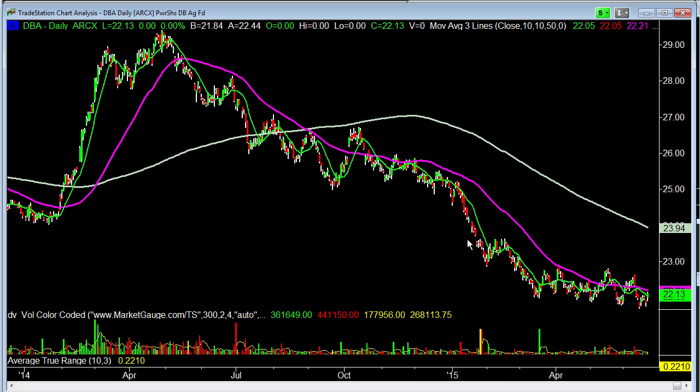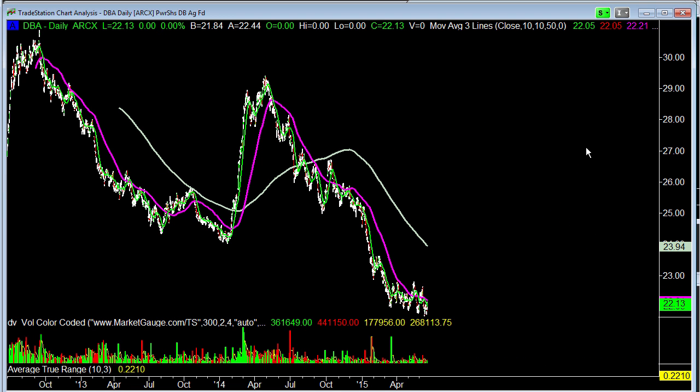So you can see from the big picture here, this is really the best looking base this thing has seen in over a year, and even more so, two or three years.